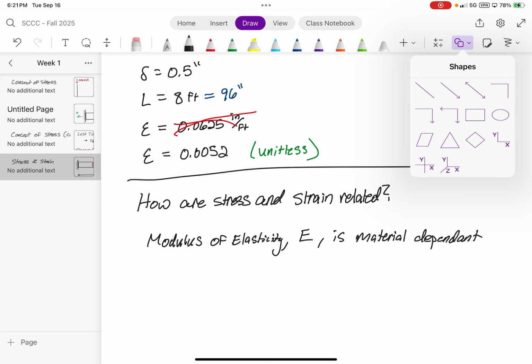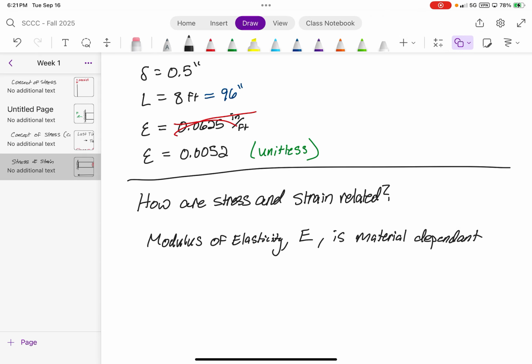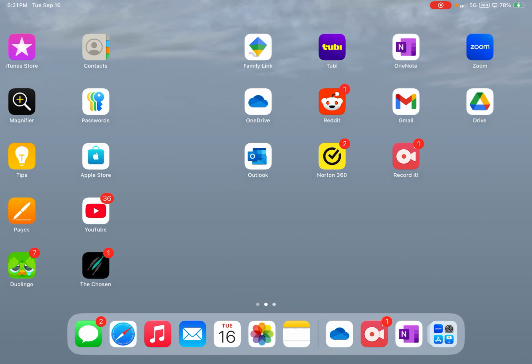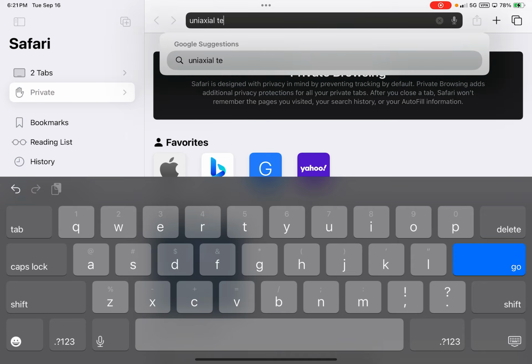Now, how is this elastic modulus obtained? What I want to do is just look up on here. A uniaxial tensile test.